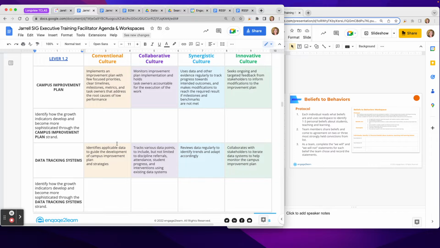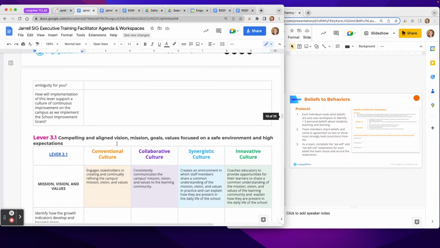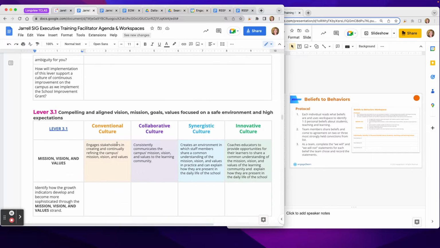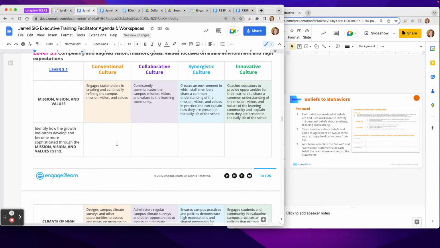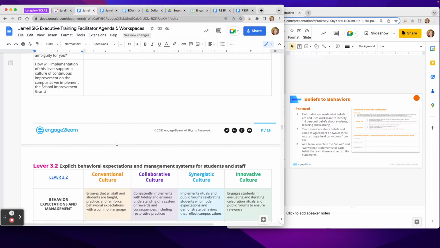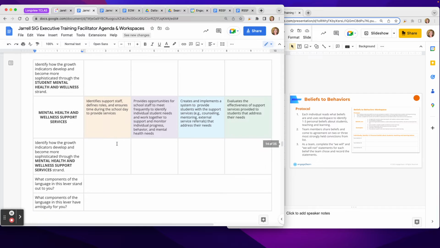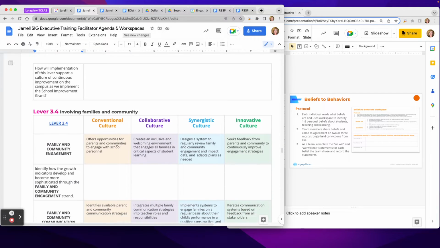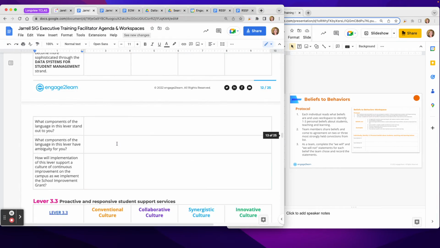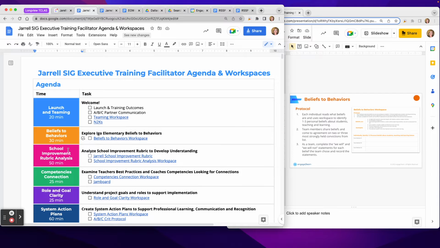So you're not seeing the entire school improvement rubric. You're only seeing the competencies and the strands from levers 1 and 3. However, that is 6 different competencies because there are 2 at lever 1 and 4 at lever 3. So that's why you're going to notice on the agenda that there is a full 50 minutes allotted to this.